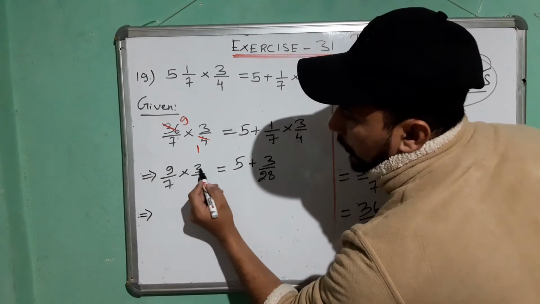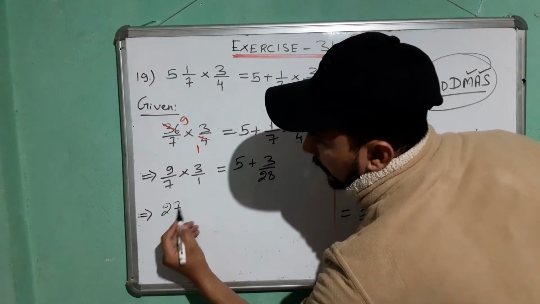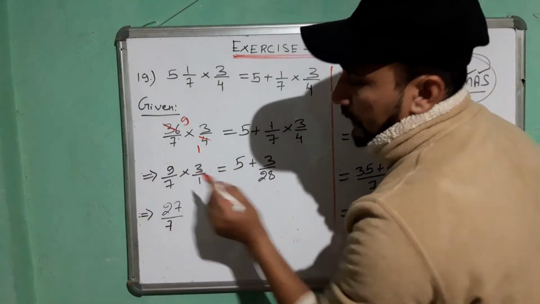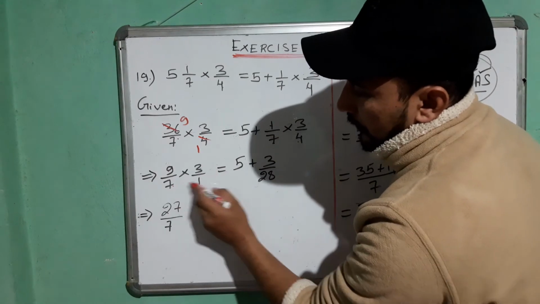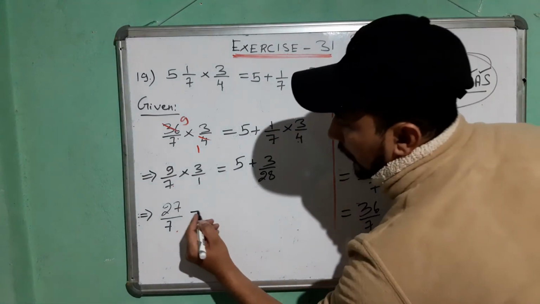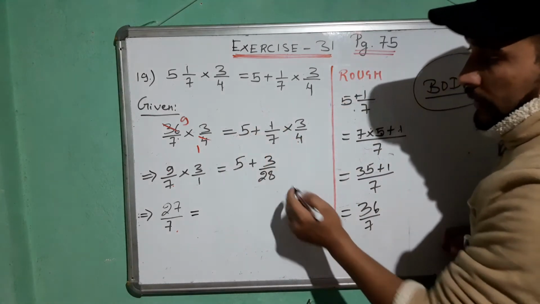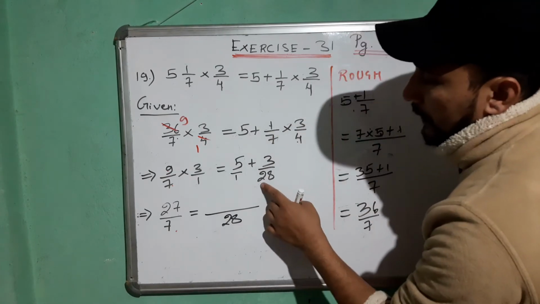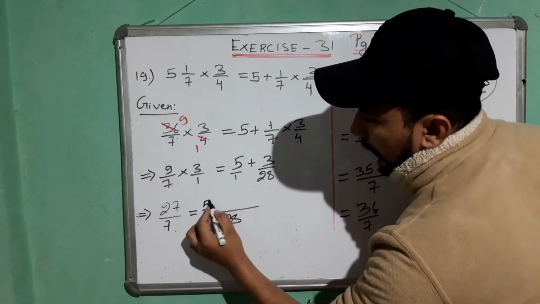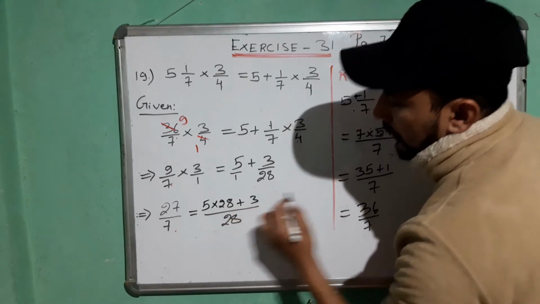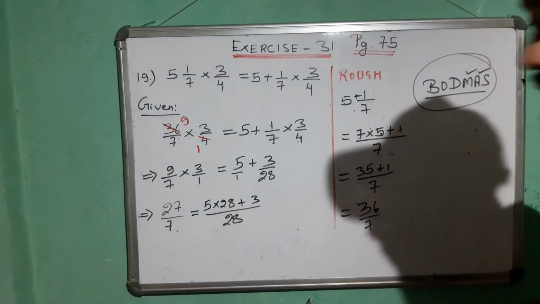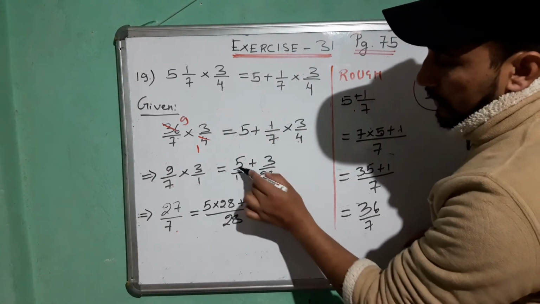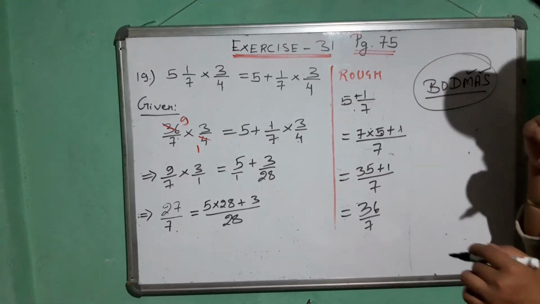Now you multiply numerator with numerator. 9 3s are 27 divided by 7 1s are 7, in the denominator. Is equal to this. I have taught you how to simplify. Below this it will be 1. So 28 will be the LCM. You have to multiply 28 into 5 plus 3. In the previous exercise we have done this type of simplification. 28 is the LCM, so this 5 into 28 you have to do, plus 3.